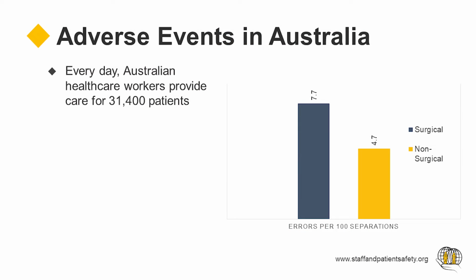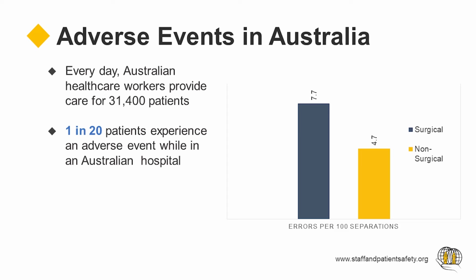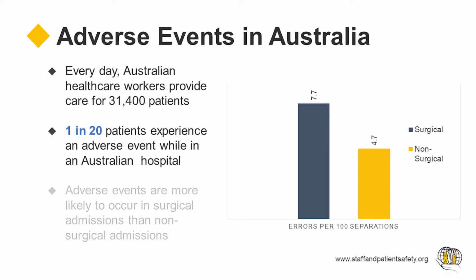On an average day in Australia, well-trained and dedicated healthcare providers care for close to 30,000 new inpatient admissions. For the overwhelming majority of these patients, the care is delivered safely and effectively. It is important to acknowledge, however, that despite the best intentions of healthcare providers, doctors, nurses, midwives, and allied health, things occasionally do go wrong. Similar to the case of Mrs. S, it is estimated that 1 in 20 patients experience an adverse event while in an Australian hospital.